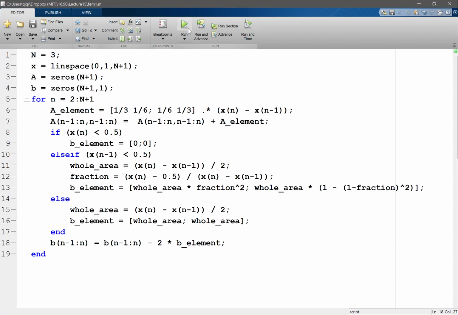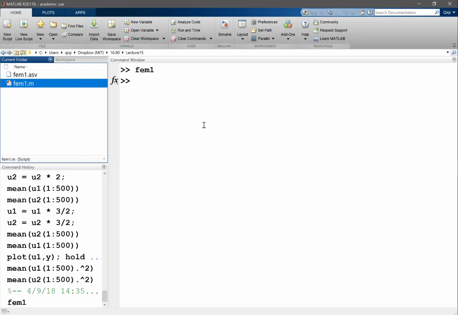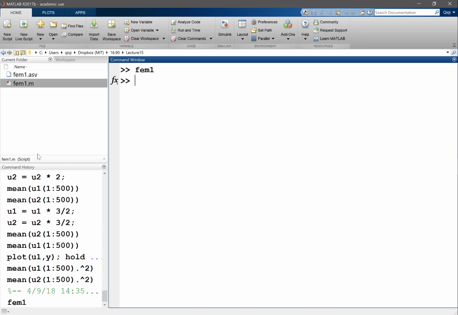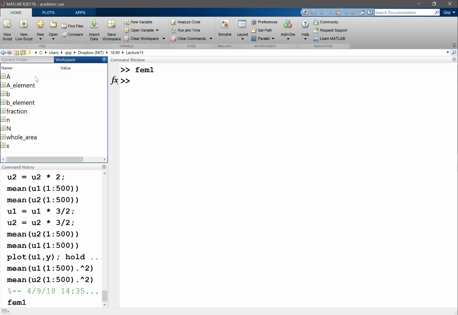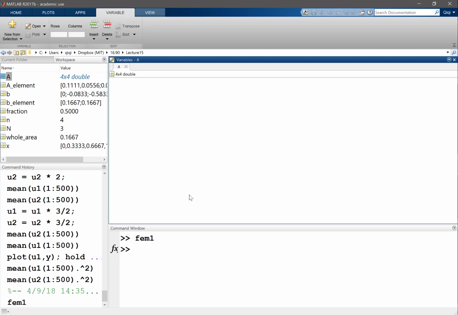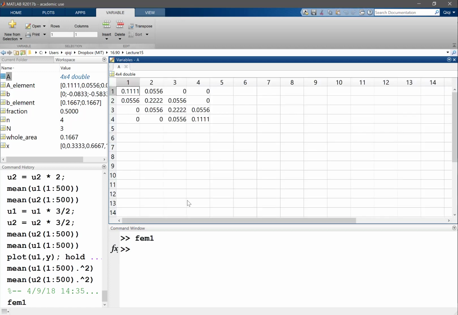So let's run this. It ran. And let's look at the matrix. We got a 4x4 matrix that actually has this block diagonal structure, right?